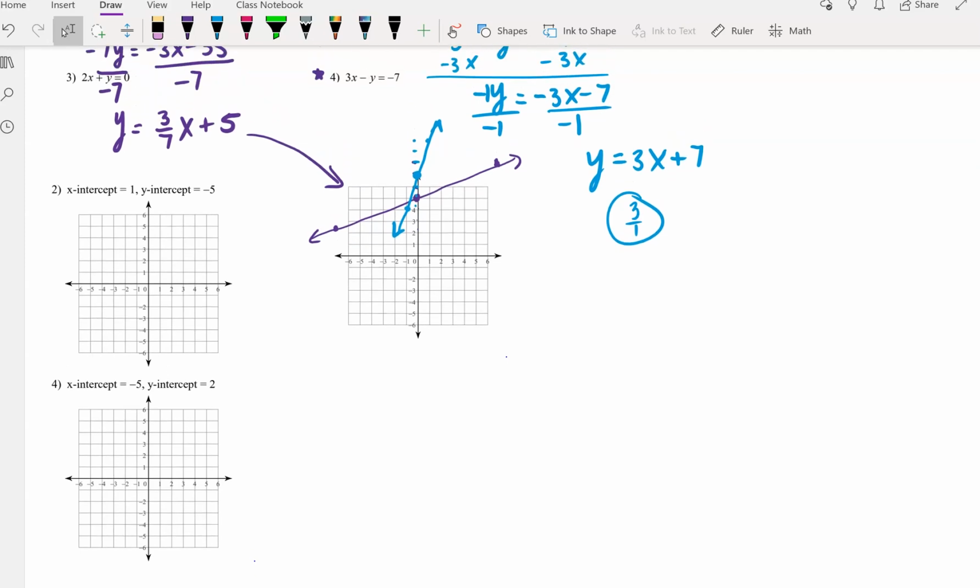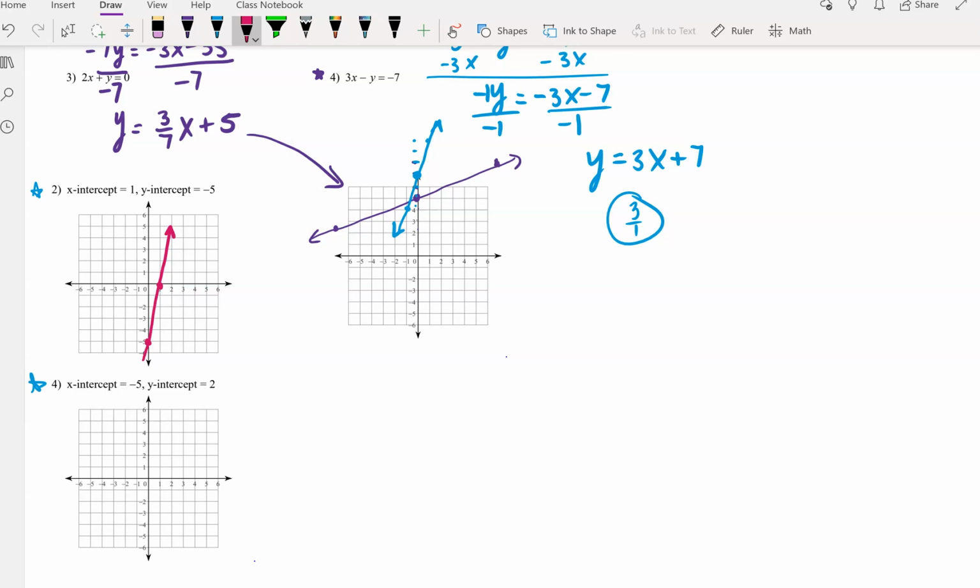And then don't forget, if you're ever given the x-intercept and the y-intercept, like question number 2 and question number 4 right here, what you can do is you can just simply go to the x-intercept of 1, and we know the graph is going to cross at 1 on the x-axis, and go to the y-intercept at negative 5. We know it's going to cross there, and this will be your graph.